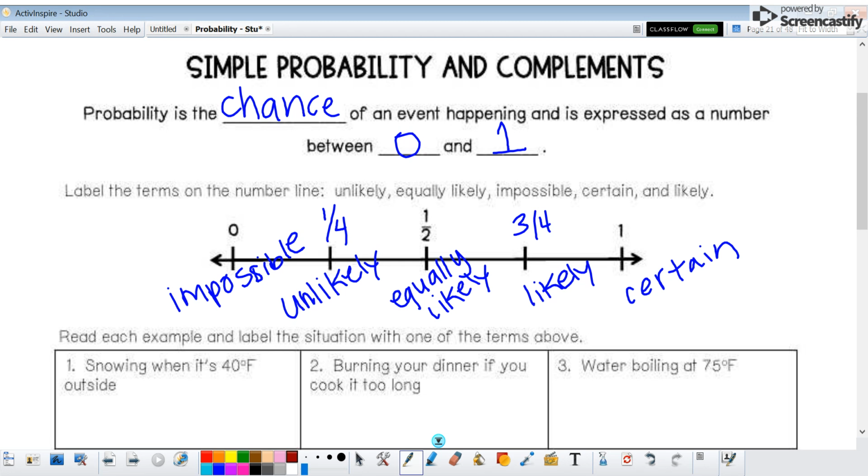Okay, another thing to know, probabilities can also be expressed as decimals or percents. So we could say 50% chance is the same as 1/2. This is a 100% chance. Okay, or as decimals, 3/4 could be 0.75 or 75% chance of happening. So any probability can be expressed as a fraction, a decimal, or a percent.